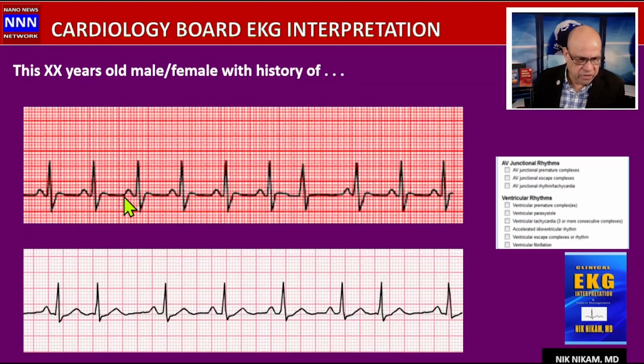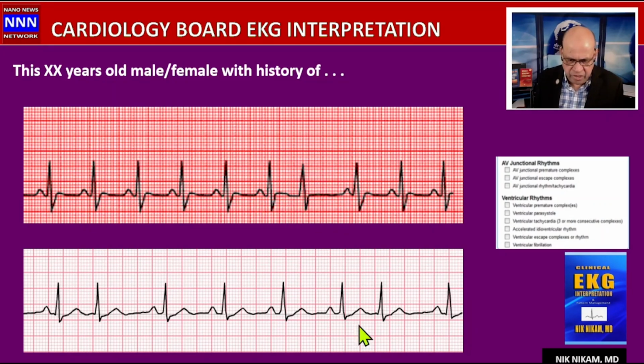And here we have sinus, sinus, sinus, sinus, sinus, sinus. There's some distortion here, and it looks like supraventricular, similar to the previous ones. I don't see a definite P wave here. Whenever you don't see a P wave, look at the T wave and the ST segment and see if there is any deformity. I don't really see any. So this could be a junctional premature beat.